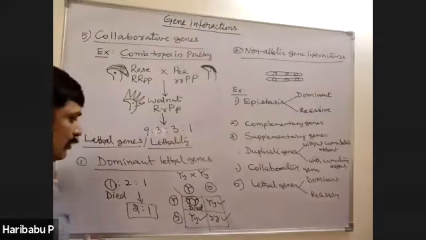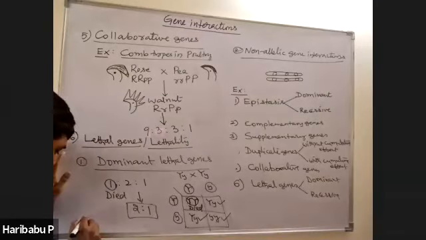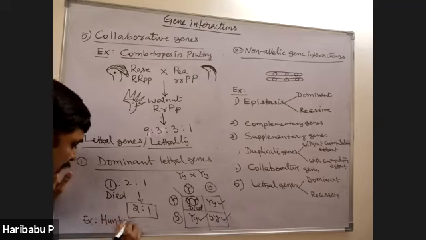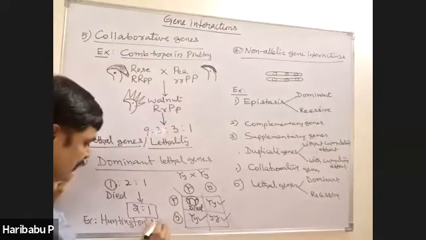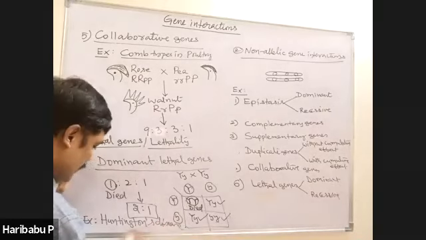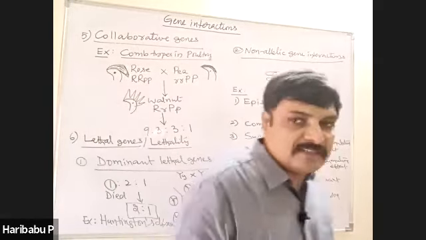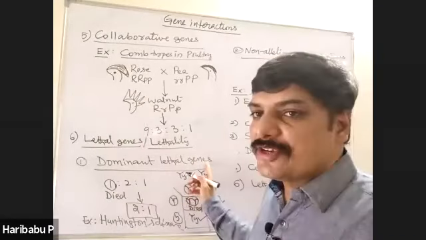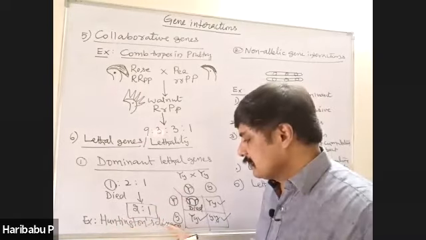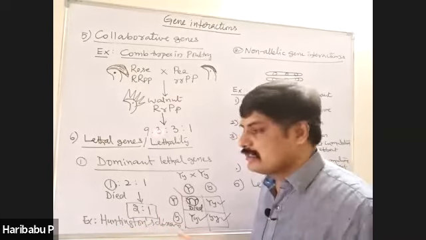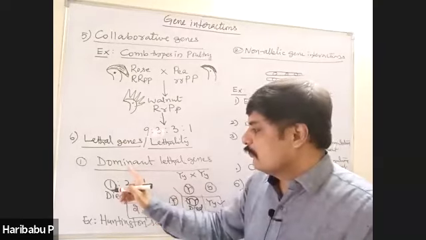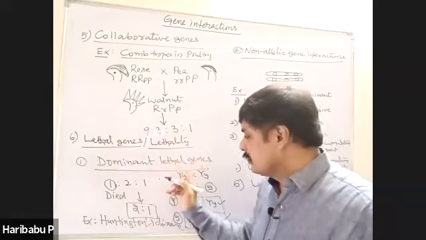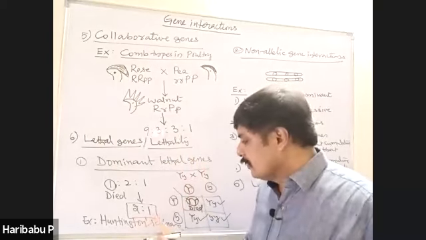The best example for these genes in human beings is Huntington's disease. Huntington's disease in human beings is an example for dominant lethal gene interaction. The dominant lethal gene interaction ratio is 2:1.